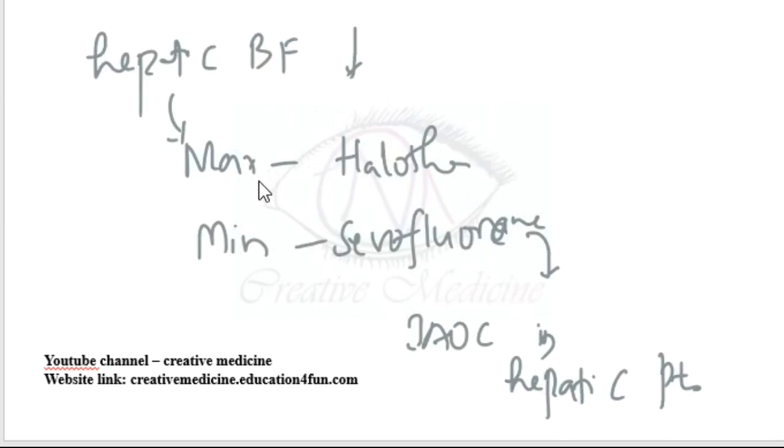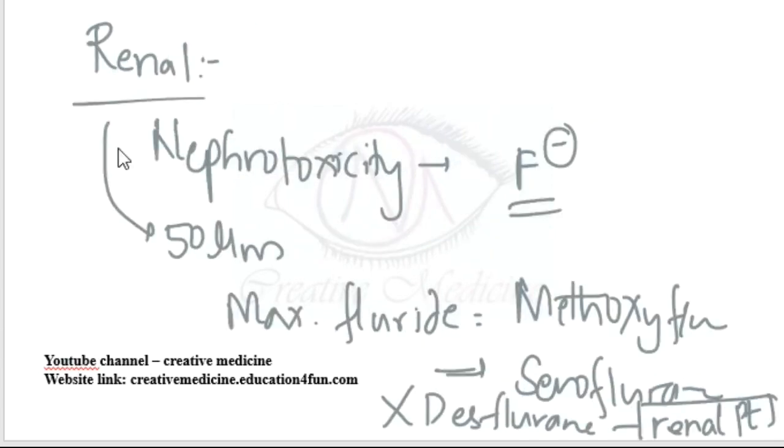Hepatic blood flow decreases, and this decrease in hepatic blood flow is maximum with halothane, and it is minimum for sevoflurane, and it is the agent of choice for hepatic patients. In renal, nephrotoxicity is seen mainly because of fluorides, especially the renal threshold for fluorides is 50 micromolar. Maximum fluoride is seen in methoxyflurane and sevoflurane, whereas absolutely no fluorine is seen in desflurane. So desflurane is inhalational anesthetic of choice for renal patients.